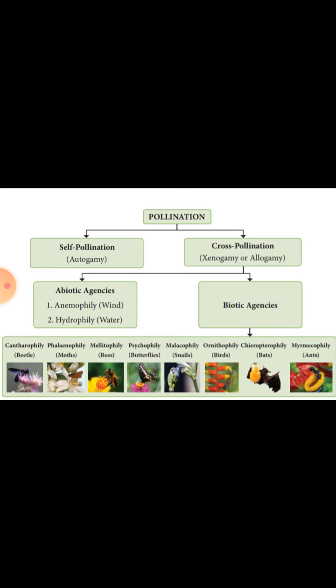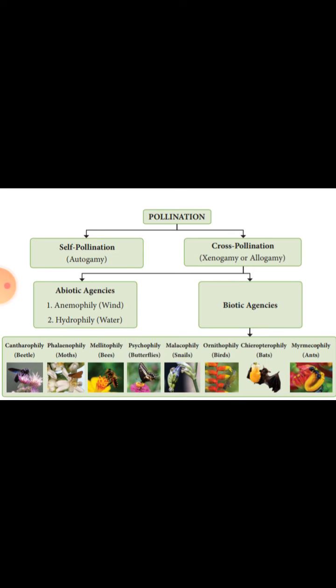Biotic agents means the transfer of pollen grains from anther to stigma of a flower with the help of living organisms. For example, cantharophily, pollination done by beetles; phalaenophily, pollination done by moths; melittophily, pollination by bees; psychophily, pollination by butterflies; malacophily, pollination by snails; ornithophily, pollination done by birds; chiropterophily, pollination by bats; and myrmecophily, pollination by ants.